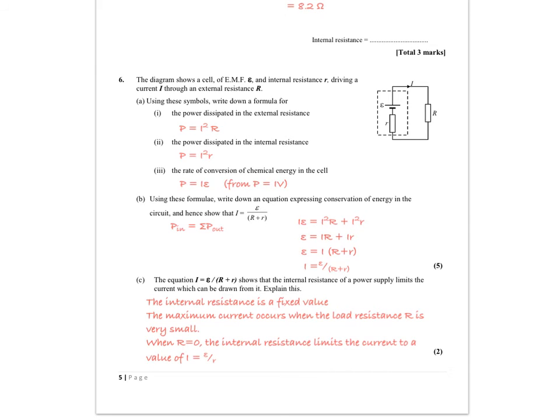So when R is equal to 0, the internal resistance limits the current to a value of E over r. Right, the EMF divided by the internal resistance. That's the biggest current we're going to get in any circuit at any time.